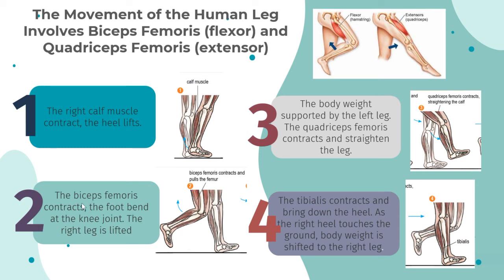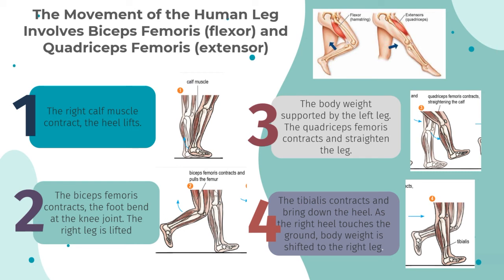Number 2, what happens on the same leg? The bicep femoris contracts. When the bicep femoris contracts, it will create a pulling force, and it will cause the foot to bend. Because the bicep femoris contracts, the knee bends, and then the right leg is lifted.